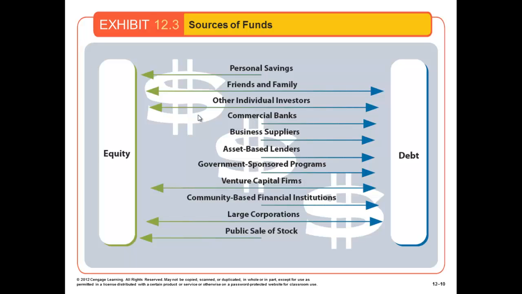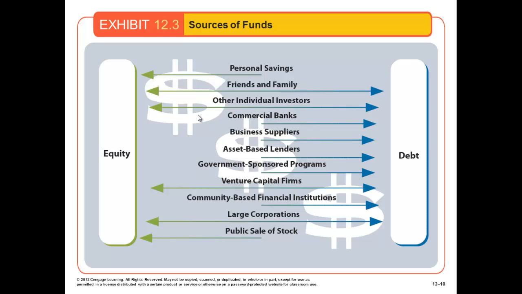Now let's look at some sources of funds for companies, and we have equity and debt sources. Again, we're looking at all the considerations an owner has to make. Certainly personal savings is a good source of funds, and chances are you're going to always use a lot of that. Your friends and family are sources of funds. Other individual investors, we sometimes call those angels, are sources of funds. And friends and family can be either debt or equity.